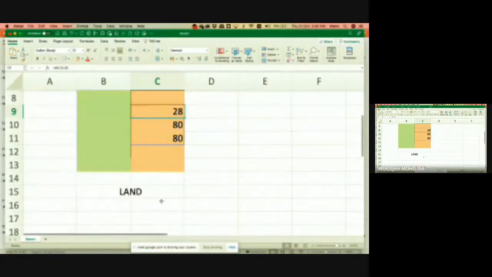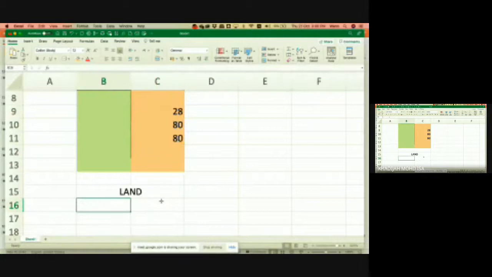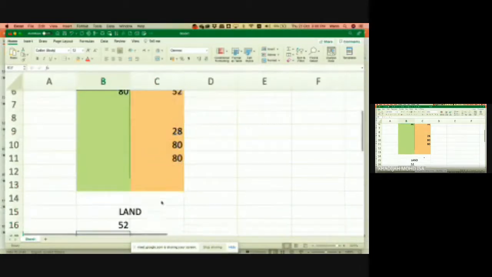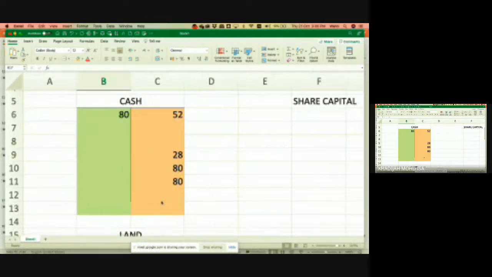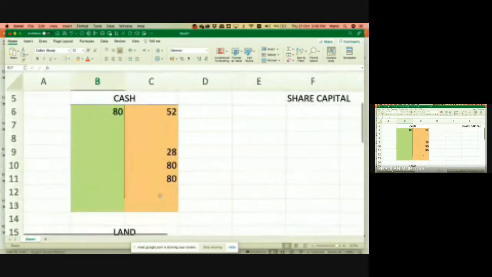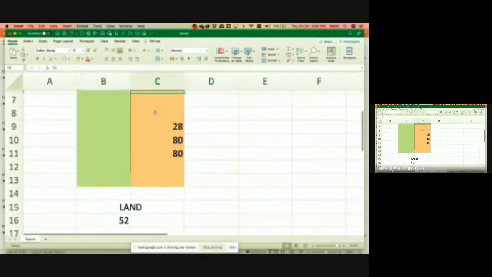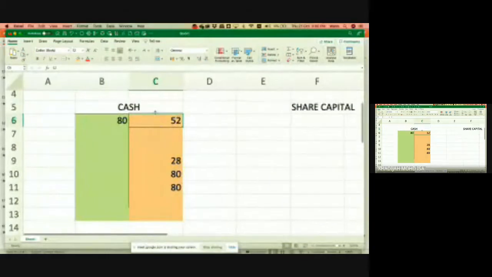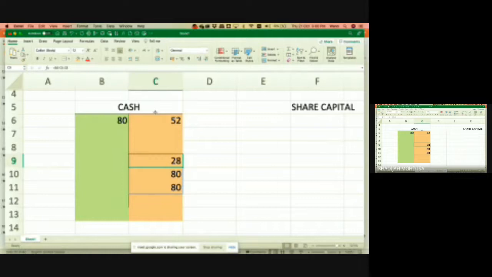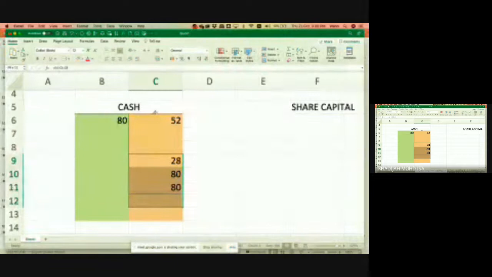But land, again, is an asset. So now you increase your land. That's why you have your land 52 here. So you have increased your asset in the form of land, but you decrease your asset in the form of cash by the amount 52. Right? So that's how it's reflected. Because when you have these in the T account, you should always know how much is the balance that you have.